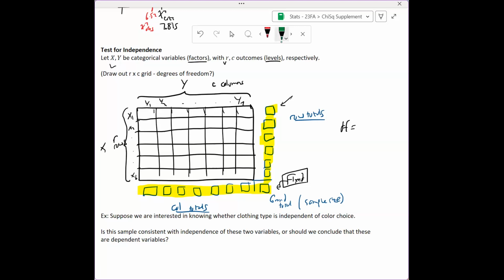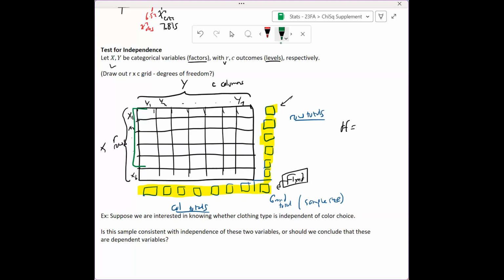And the answer is, to meet the column totals, I could pick the first 5 X's any way I want, as long as I leave myself X6 to adjust to make that column total work out. So to make the column totals work out, I can use all but one of the rows. I could choose those numbers essentially however I want, as long as I leave that last row in order to make my column totals work out.